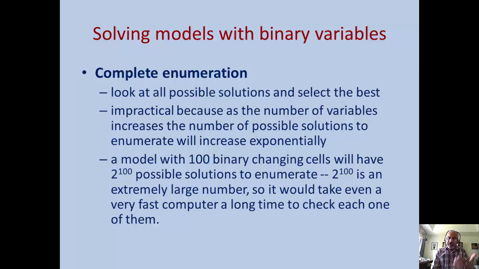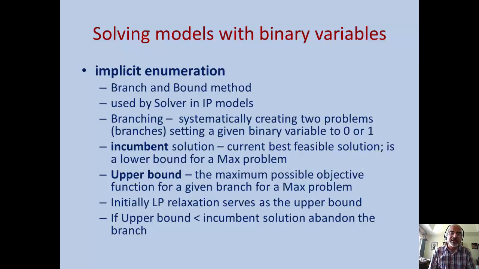So we have to come up with a different kind of solution methodology which does not require complete enumeration, and we call that implicit enumeration. One such technique is branch and bound. That's the most popular one, and that is what Solver uses to find solutions to integer programming problems in general, including the binary type that we are interested in this chapter. So what is branch and bound? Here, branching is a systematic way of taking one variable at a time and setting the variable to the two possible values.